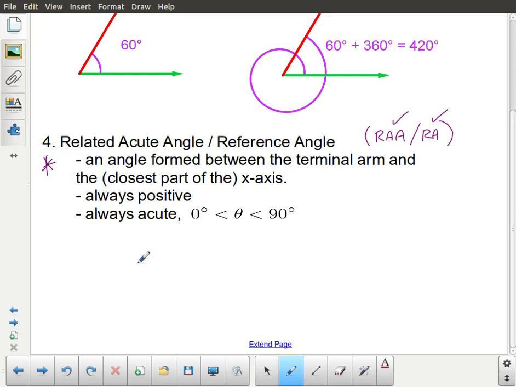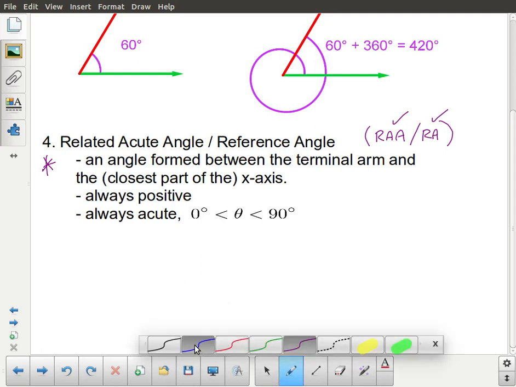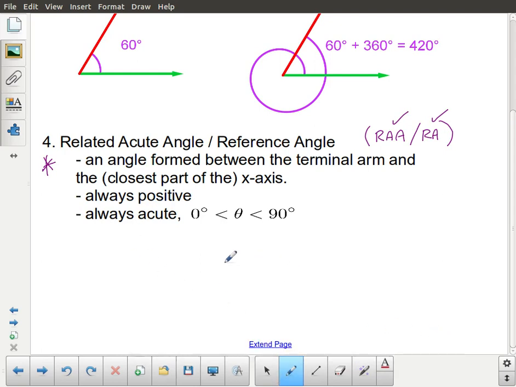When we look at the related acute angle, we don't concern ourselves with direction, clockwise or counterclockwise. It is always positive, and it must always be an acute angle. It's right there in the name. It is the related acute angle.